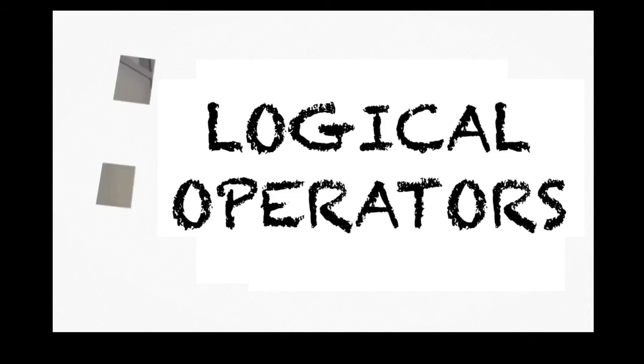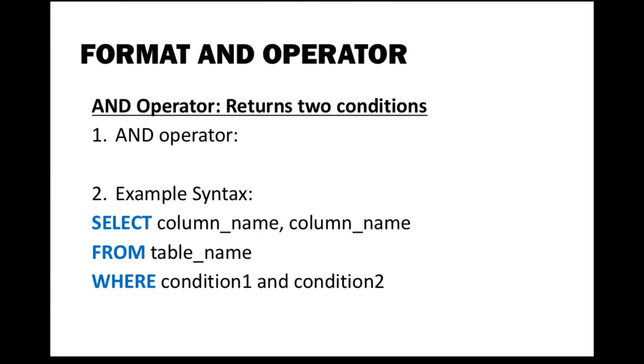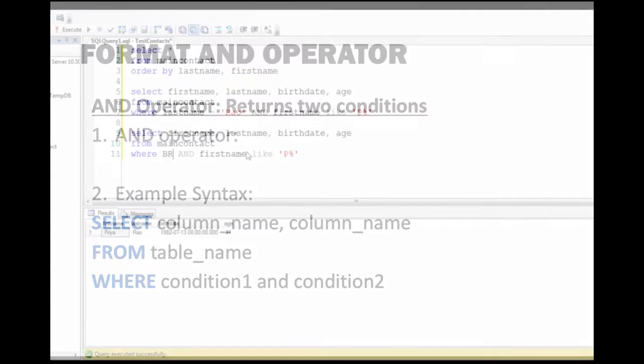Logical operators. Today we're going to look at the AND operator. The AND operator will return two conditions. So we're selecting our column names from our table name where condition 1 and condition 2 must be met in order to return the result. In order to run an AND query, it must have more than one condition. You can't just say condition 1. It needs another condition. And all conditions must be true in order for it to return a result.